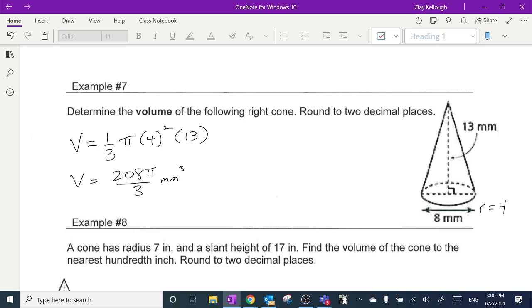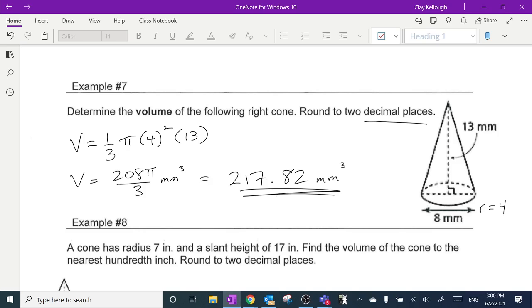There we go. Or it wants 2 decimals, so now we punch buttons. 208 times pi, where's pi, and divided by 3. And decimal. I'm getting 217 point, how many places? 2? 82 when you round that, and that's cubic millimeters. Any questions on how I did the cone? That's how cones work. All right, just like pyramids, we can mess with you a little.